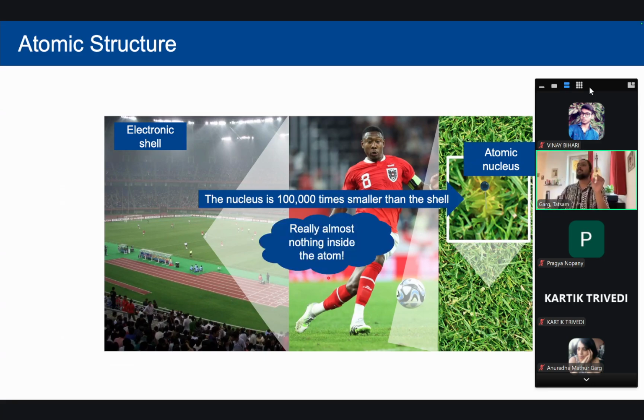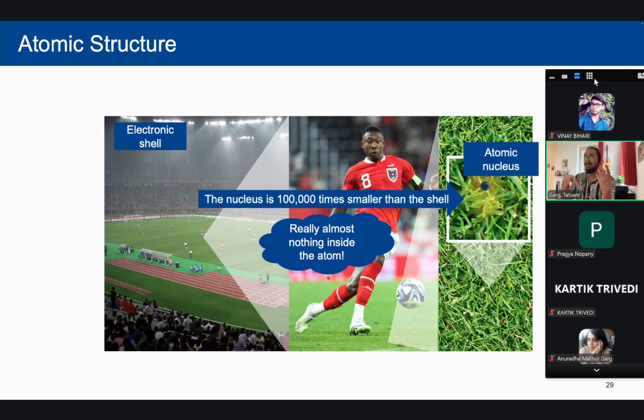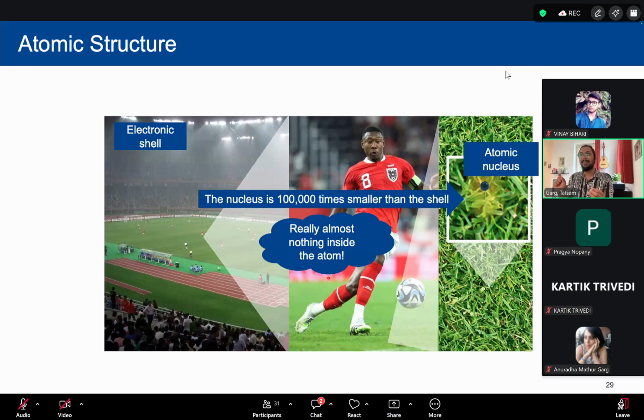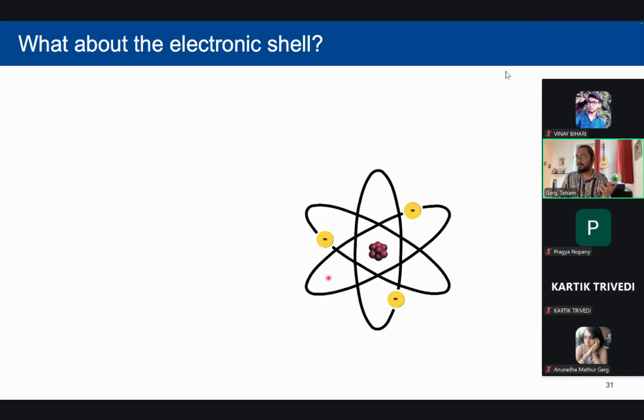So if you think about it, there really is nothing inside an atom, right? It's mostly just this fuzzy electron cloud going around. And the actual nucleus, much of the mass of the atom, is a super, super tiny thing. That's ridiculous, right? So the answer, of course, is a pinhead.